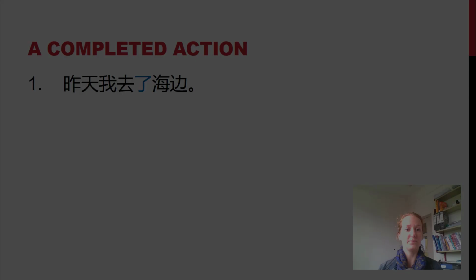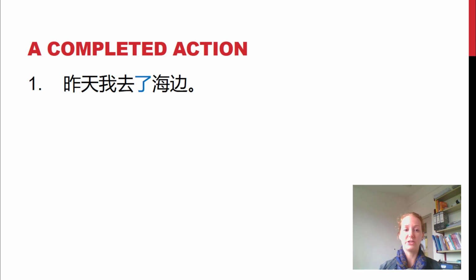So the first example, a completed action. 昨天我去了海边. If this action's been completed, how do you think you would translate that? Yesterday, I went to the beach. So a completed action is kind of about talking in the past tense, but Chinese doesn't actually have past tense. They use this 了 to show that an action's been completed.